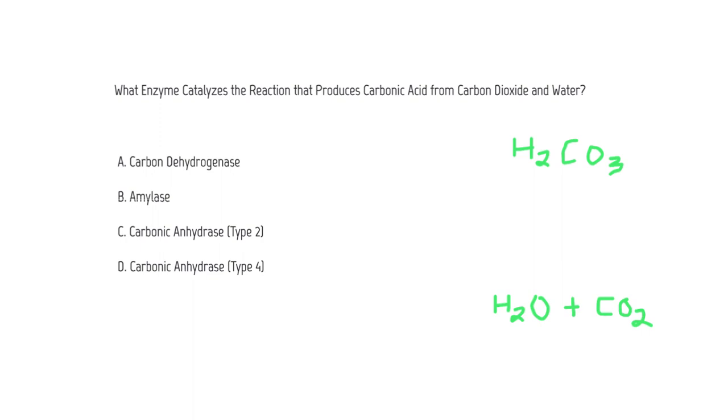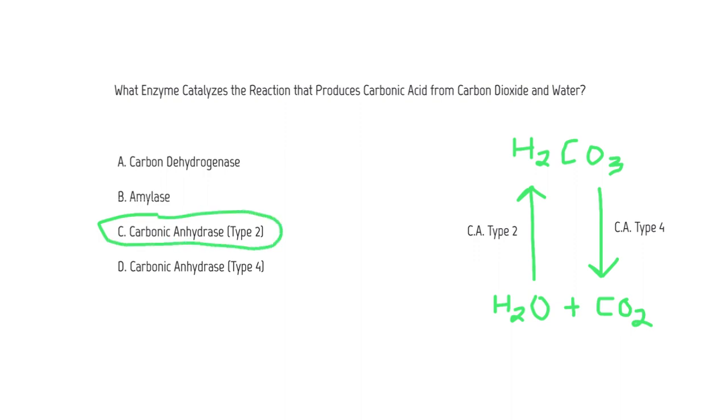But remember that one of these is going to work inside the cell to create carbonic acid, and one of these is working outside the cell to degrade carbonic acid into carbon dioxide and water. So the right answer for this question would be C, carbonic anhydrase type 2. This is going to be the form of the enzyme that's inside of our cell, and it's going to produce carbonic acid from water and carbon dioxide.